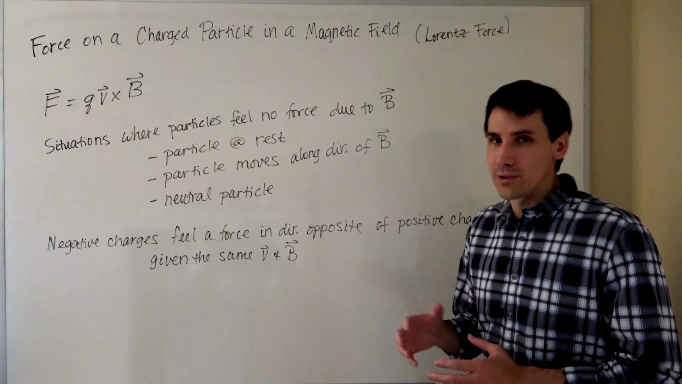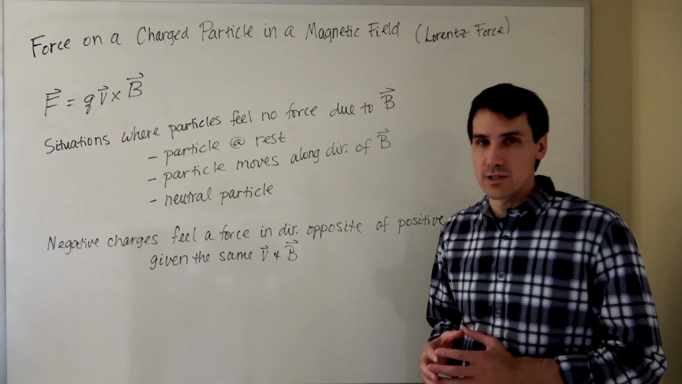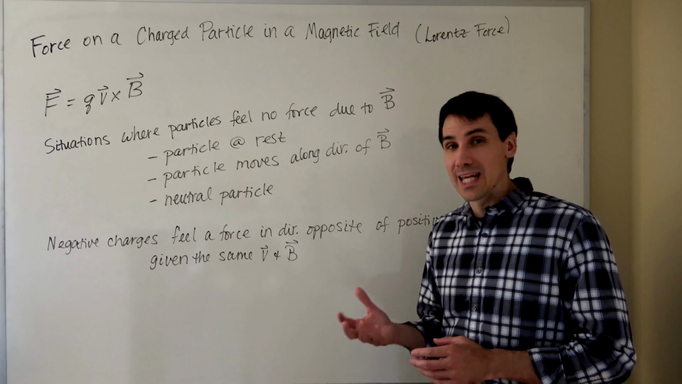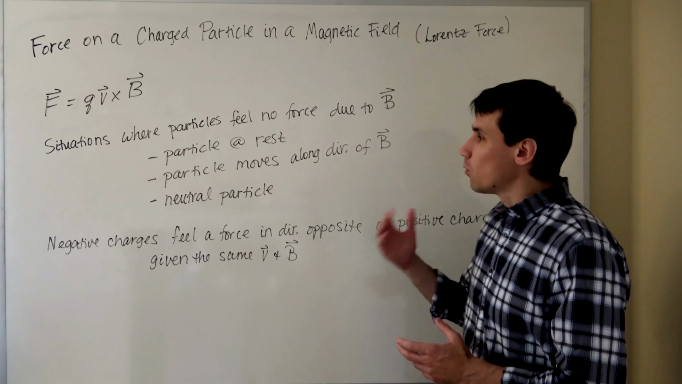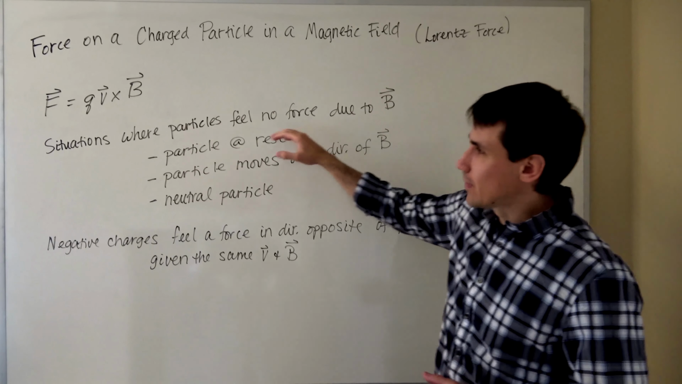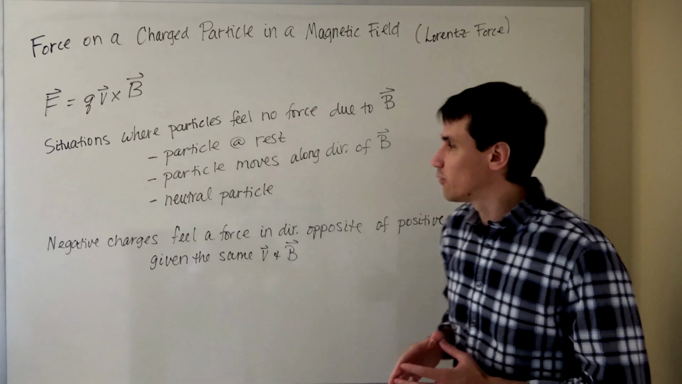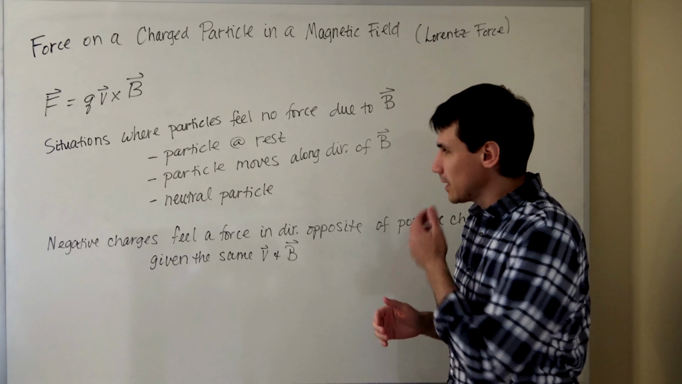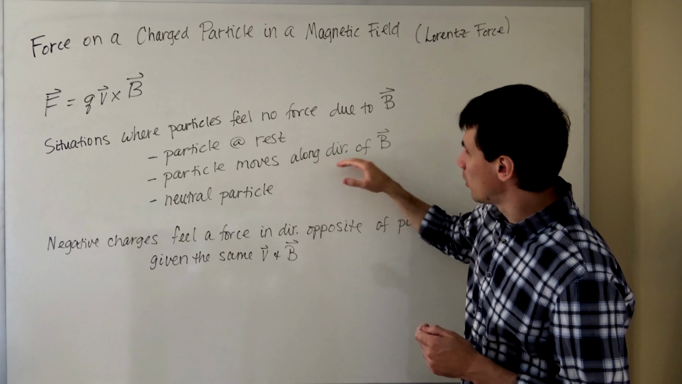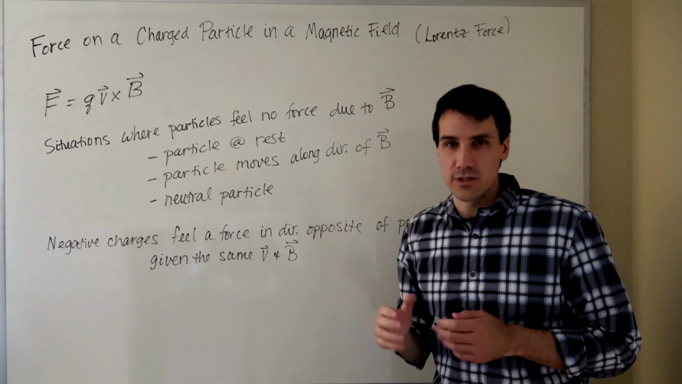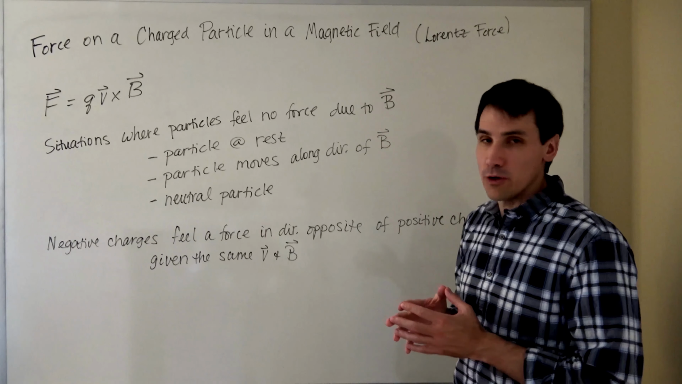Now let's just note that there are three separate situations in which a particle will experience no magnetic force while being in a magnetic field. One is that the particle is at rest. Obviously, if I set velocity equal to 0, there will be no force. Additionally, if the particle moves along the direction of the magnetic field or against the direction of a magnetic field, it will feel no force.